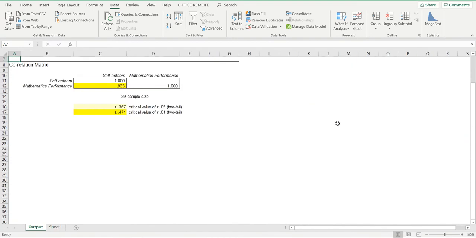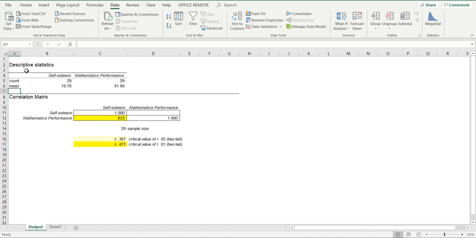Now, in this case, in the output tab, right below the descriptive statistics, we have the correlation matrix. This is the correlation matrix of our data, the self-esteem and the mathematics performance. As we can see here, in the 2 by 2 matrix, the mathematics performance versus self-esteem has a coefficient of 0.933.